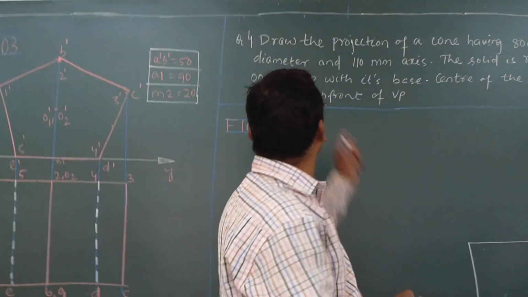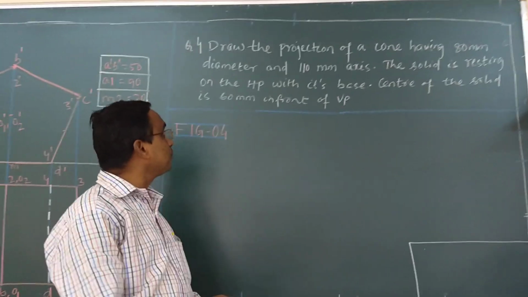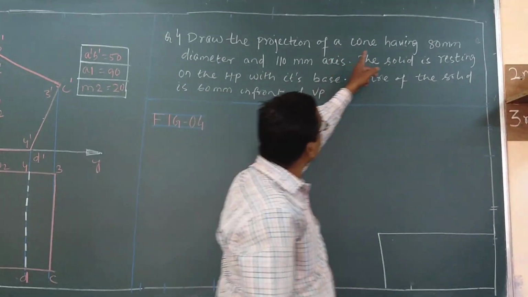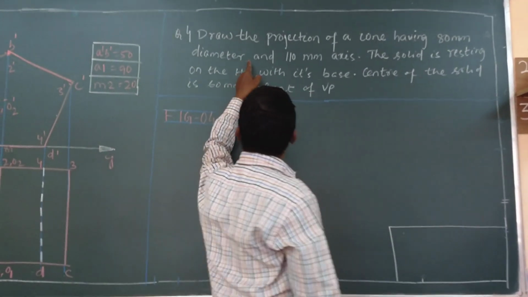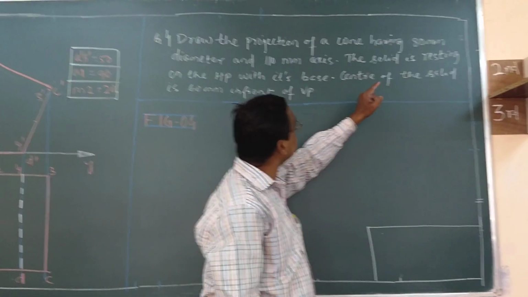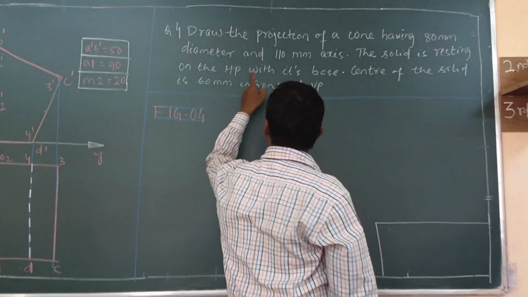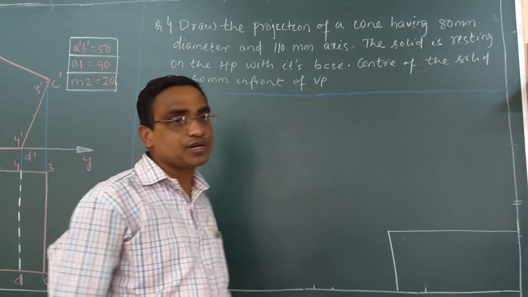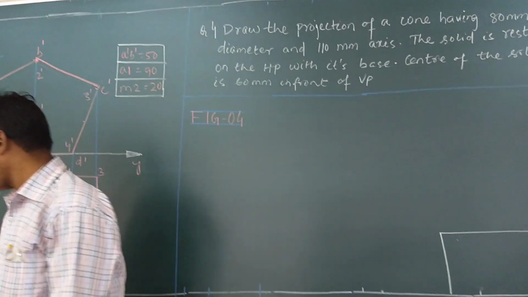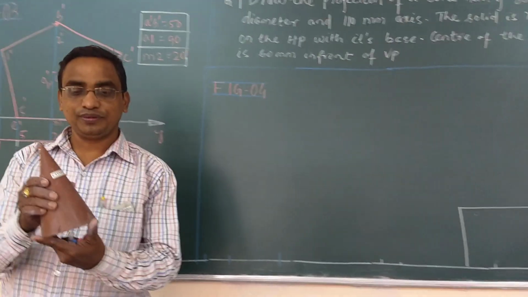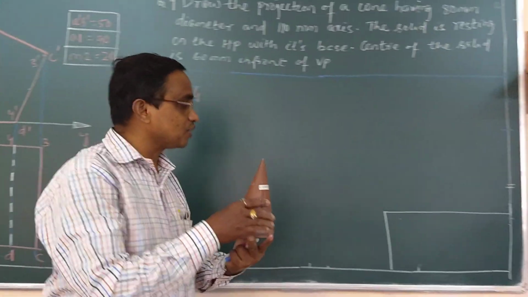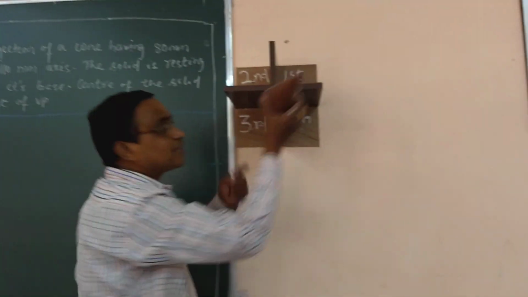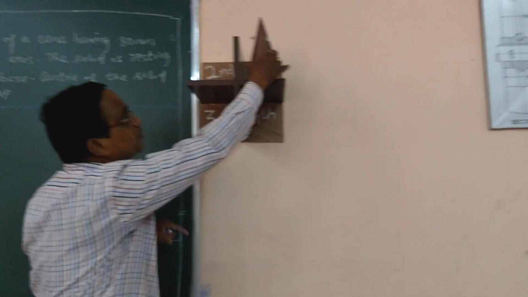Now come to question number 4. In your figure number 4 also you have the title box. The question is, draw the projection of a cone having 80 mm diameter and 110 mm axis. The solid is resting on the HP with its base and the center of the solid is 60 mm in front of VP. Just to mark the solid cone, and the position of the solid is resting on the HP and the center of the solid is 60 mm in front of VP.